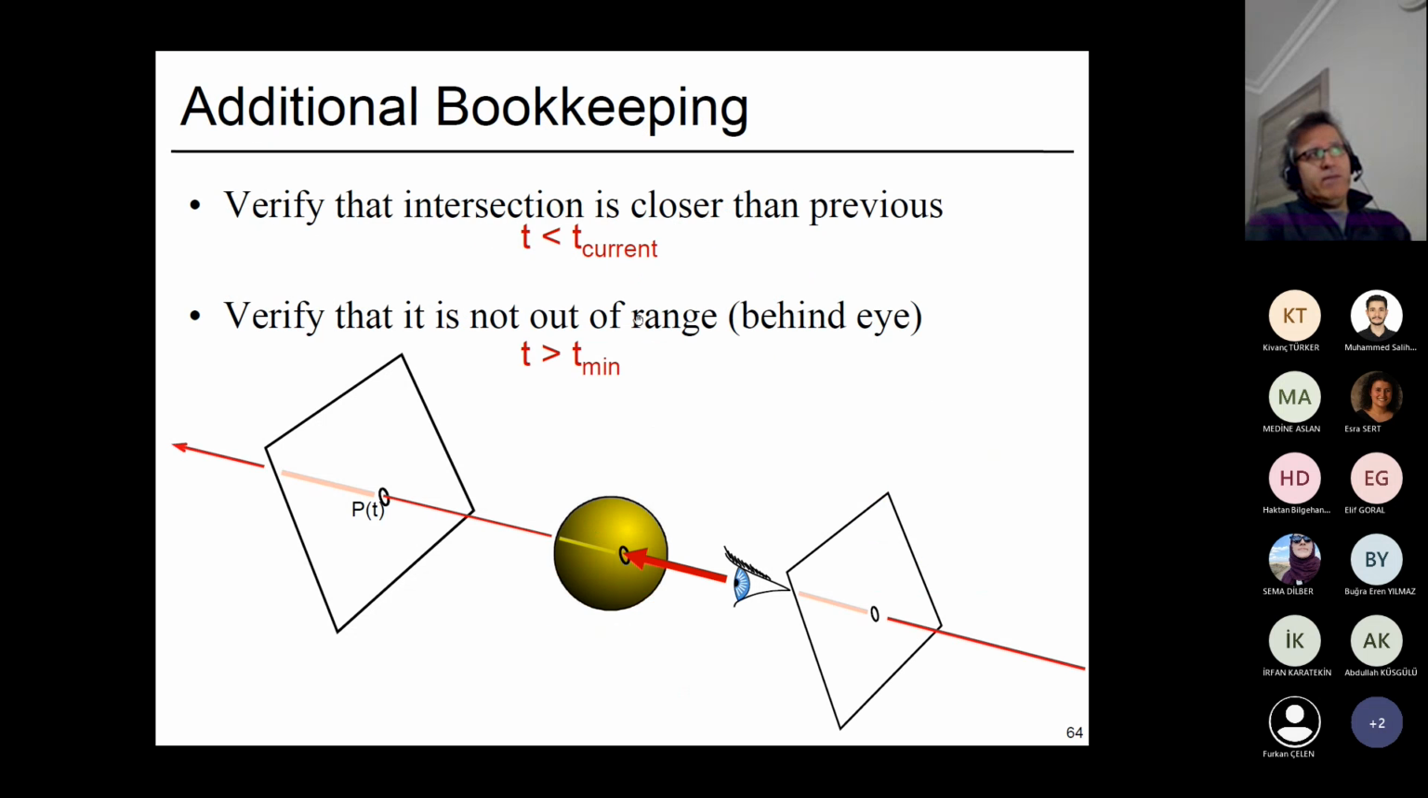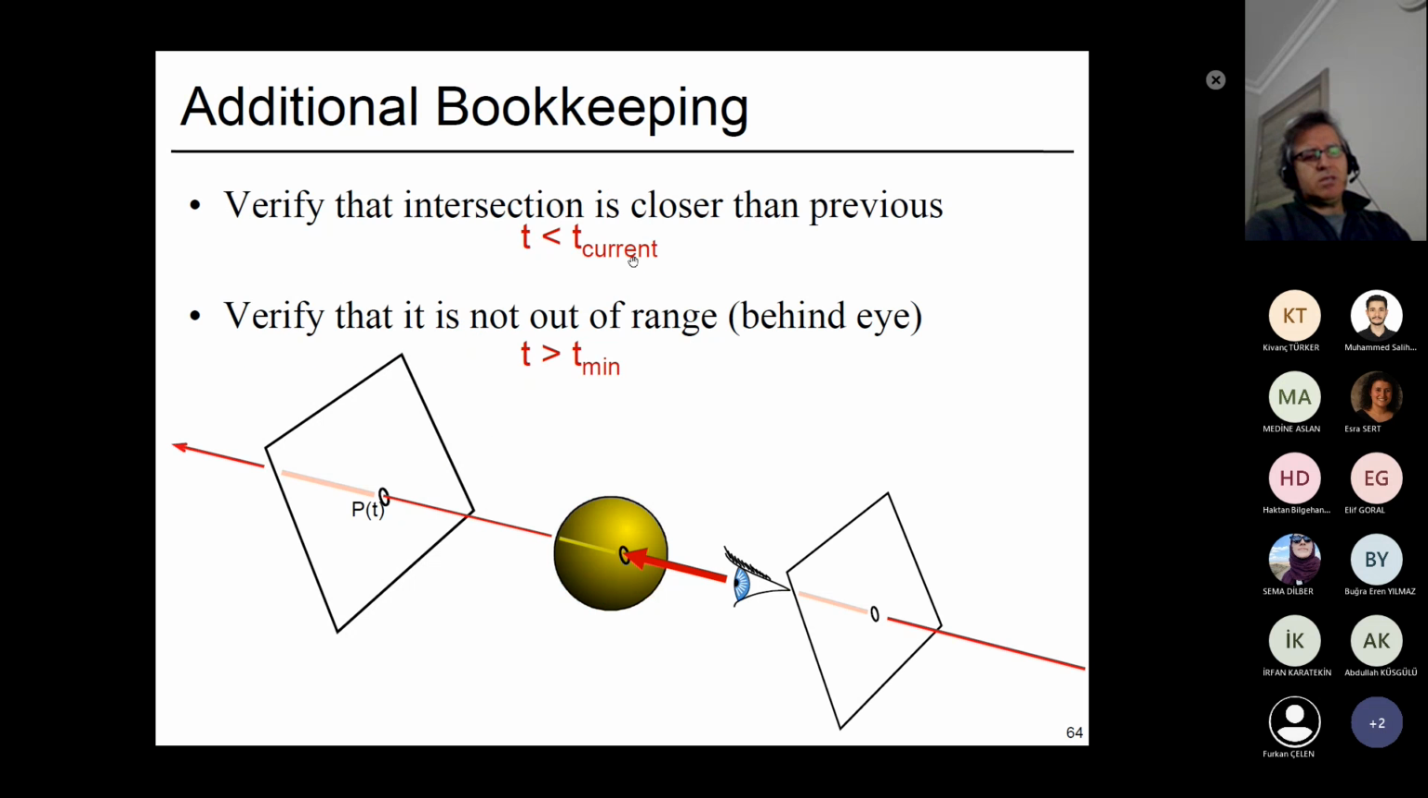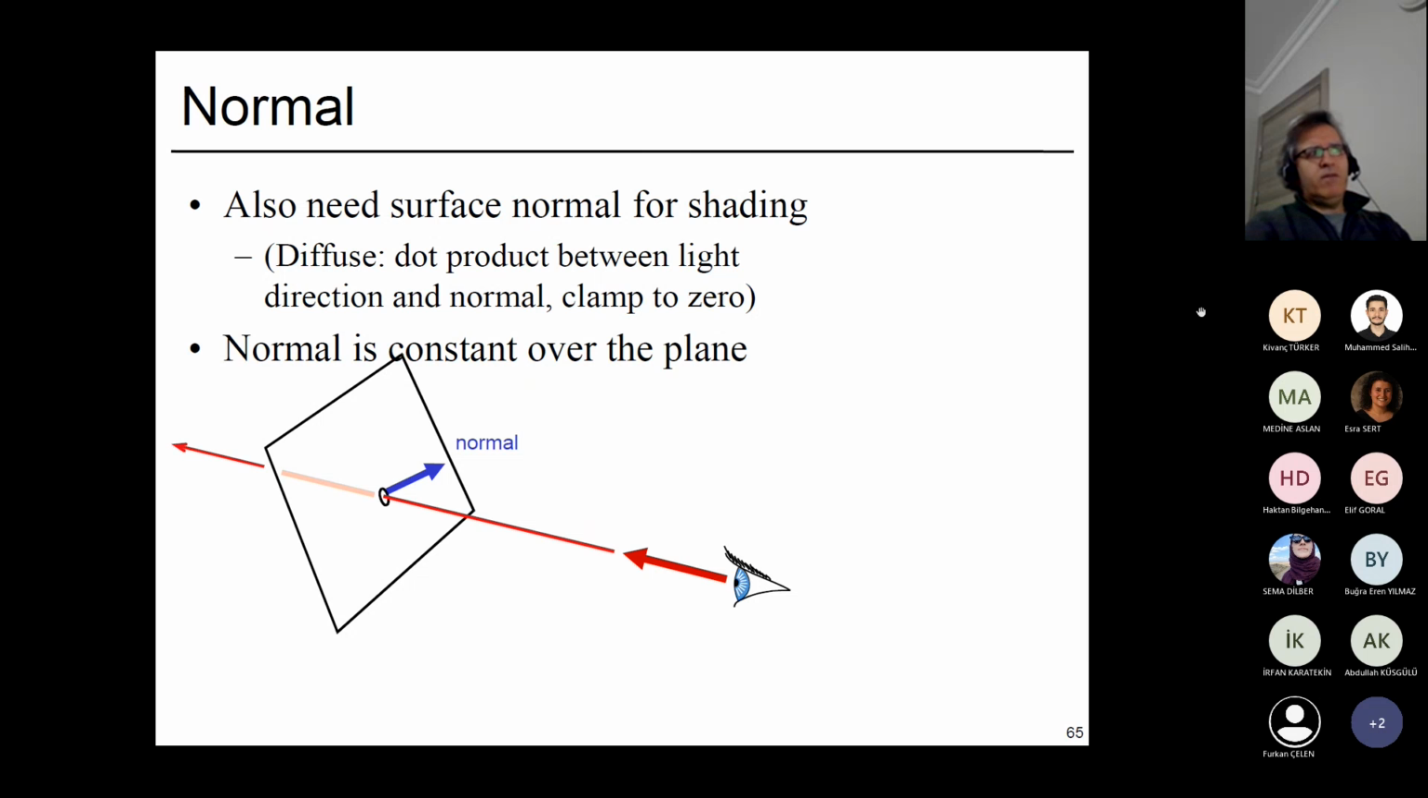Then, if I have multiple planes, I can do a simple checking of T. I can start with the first T, and when I add another T, if this T is smaller than my current T, then I will take that T as my current. I also need to make sure that this is within the viewing frustum that we are interested in. If it is farther away from my starting point, I will not take it in. I can do these two checks to limit the T, and then we are done.